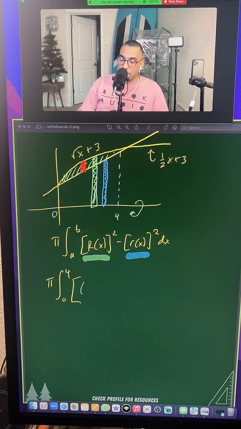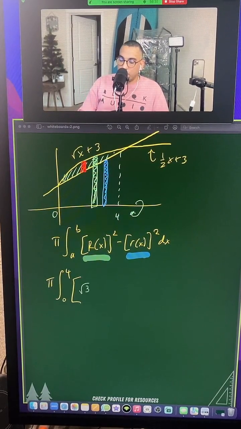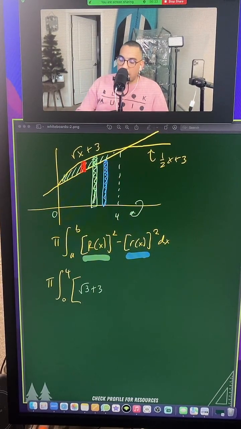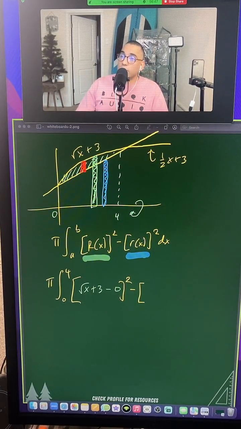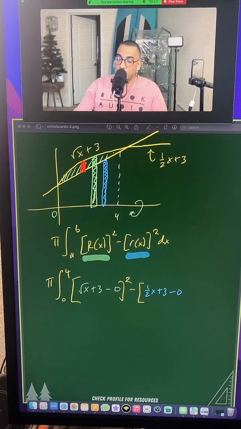So in this case, it's going to be root x plus 3 minus the axis, which is 0, and then we're going to square that bad boy, minus, and then now we're going to do the smaller radius. So it's going to be, thank you, Airborne, yes, root function. Now the smaller radius is going to be the 1/2 x plus 3 minus 0, and then we're going to square that bad boy again.